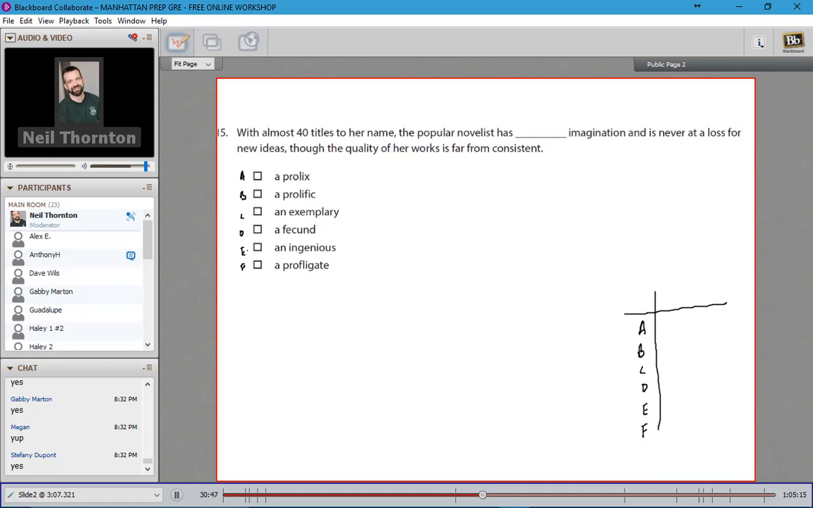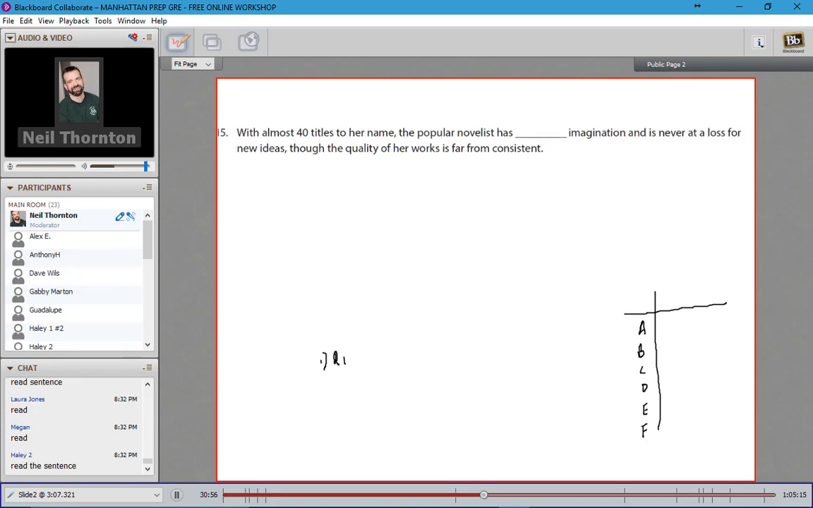So what's the first step? What's step one? Yeah, read the full sentence. All right, read the sentence. Okay, so with almost 40 titles to her name, the popular novelist has a blank imagination and is never at a loss for new ideas. All right, well, the quality of her work is far from consistent.